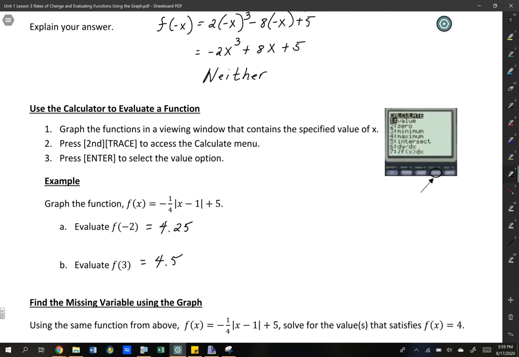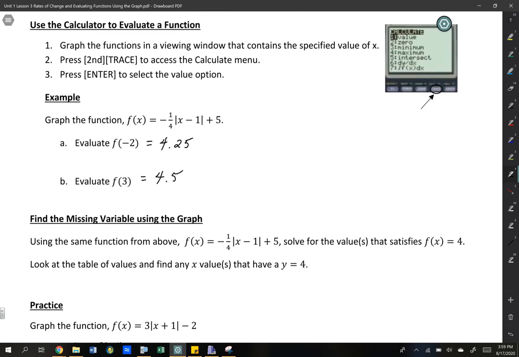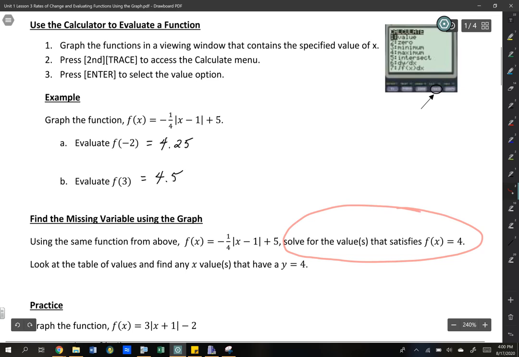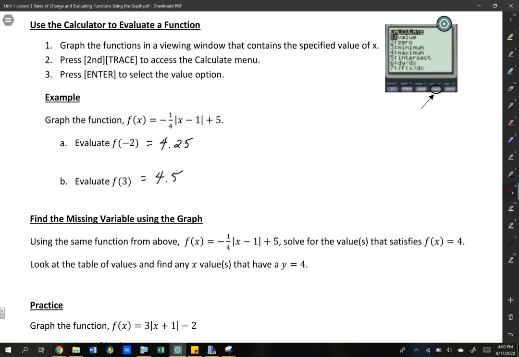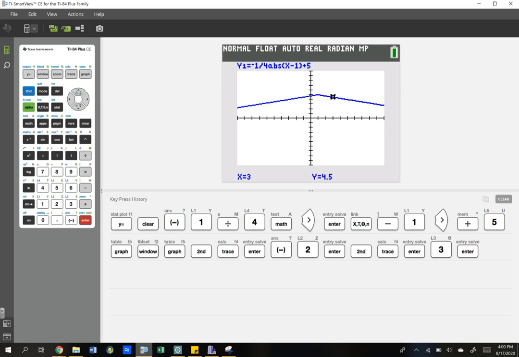All right. Another thing we can do, finding a missing variable using the graph. So using that same function that we entered into our calculator, we're being asked to solve for the value or values that satisfy f of x equals 4. So in other words, where is y 4? So we're going to look at the table of values, and we're going to find any x values that have a y equal to 4.